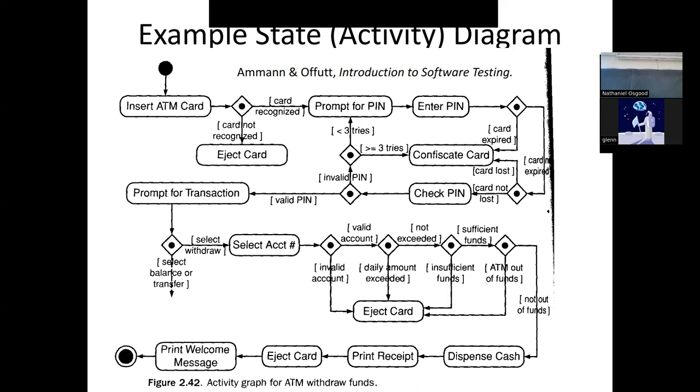I reason about different ways I could get into a state. If I'm just testing states, all I have to do is find some way to eject the card. And I say, hey, I hit the eject card state. That's good, right? It's better than never testing the eject card, right? But if I test all transitions, I'm going the extra mile because I'm testing not just that I got it to eject my card, but I got it to eject my card because of an invalid account. I got it to eject the card because my daily amount was exceeded. I got it to eject the card in another case because I had insufficient funds. I got it to eject the card because the ATM is out of funds. And I realized that in every single one of those cases, it performed correctly.